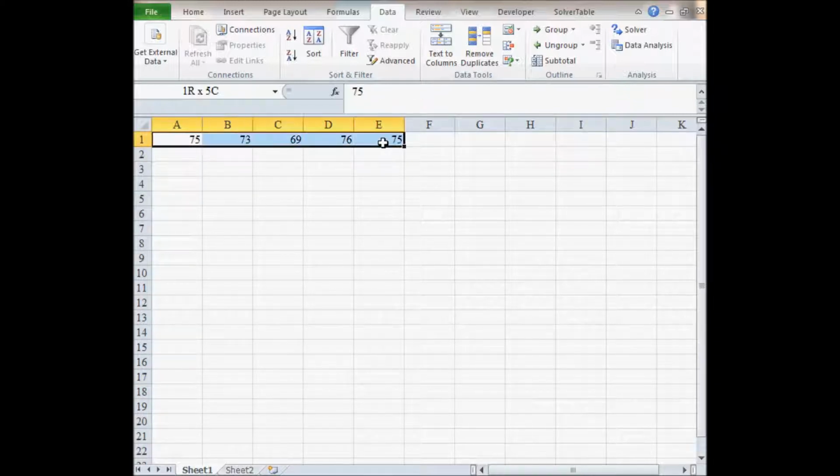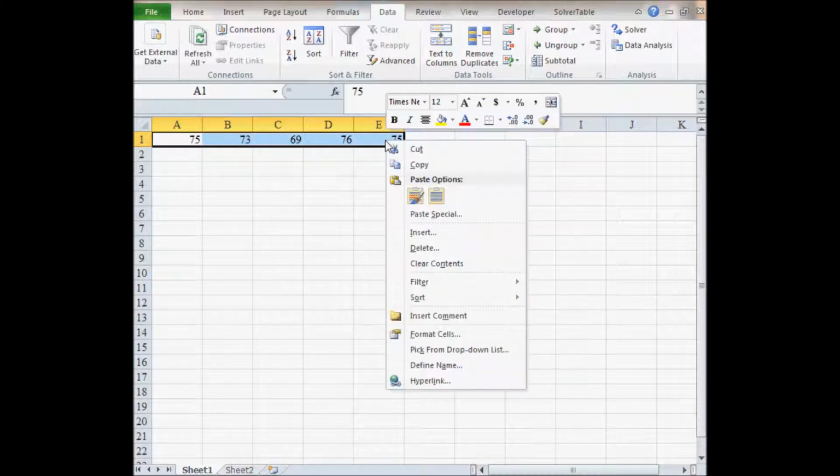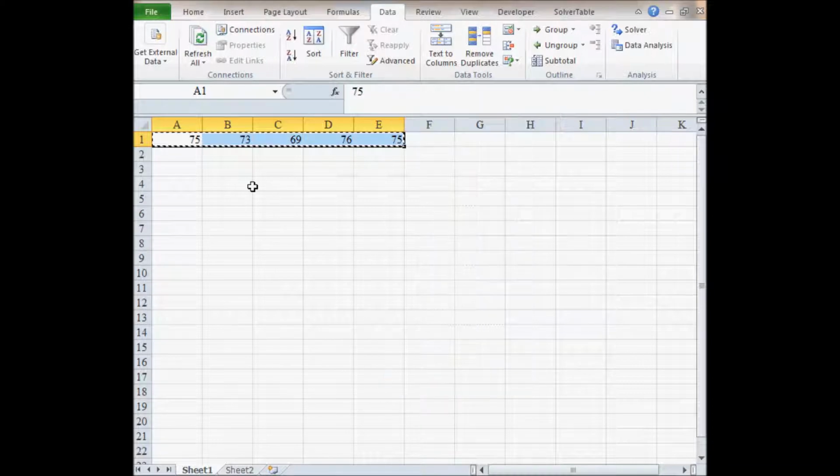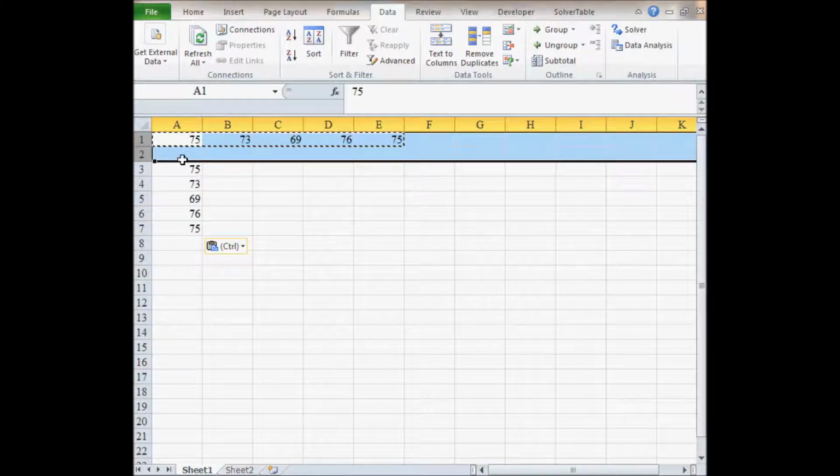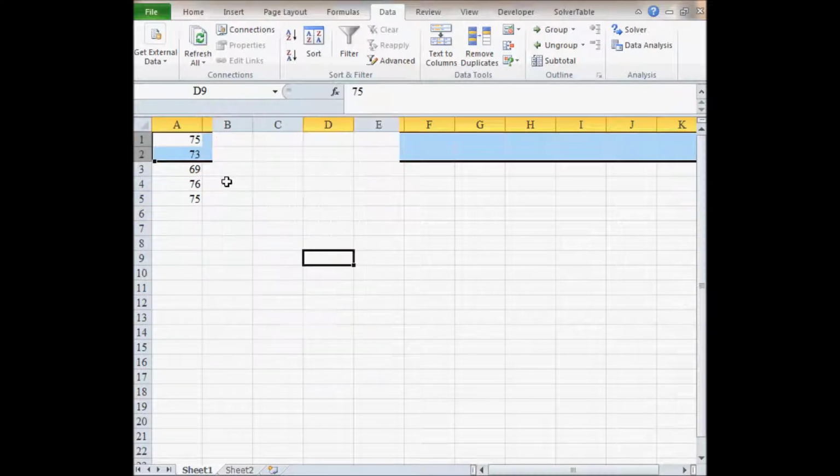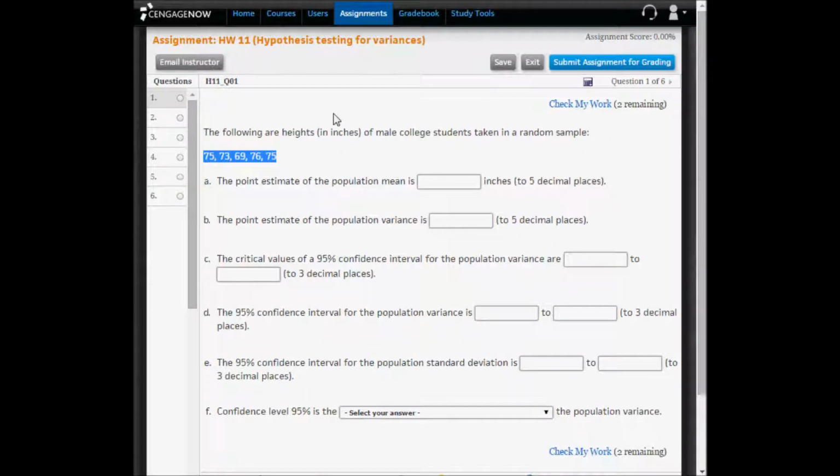Okay, so now each observation is in its own cell. I like to rotate the data, so I'm going to copy it and paste like that, and we got it in one column. You don't need to do that, but I like to do it. Okay, so let's go back here.